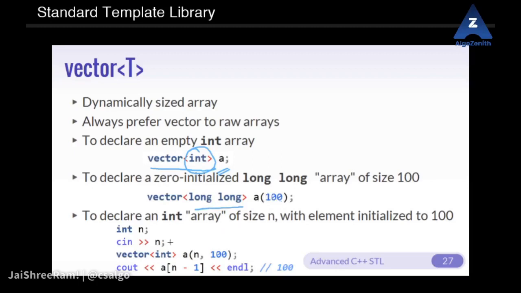Okay, so if you want to declare an int array of size n with elements initialized to 100, you can do something like this: you just take in n, do cin n, then create vector int a of size n with values 100. Okay, and then you can print the last element, so a of n minus 1 will give you the last element in the array, right?